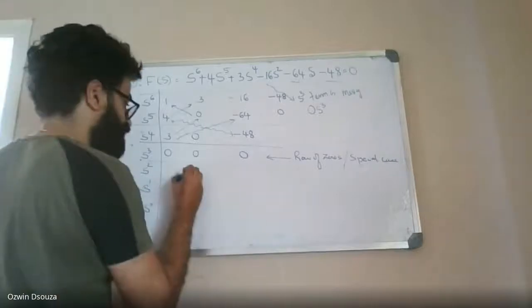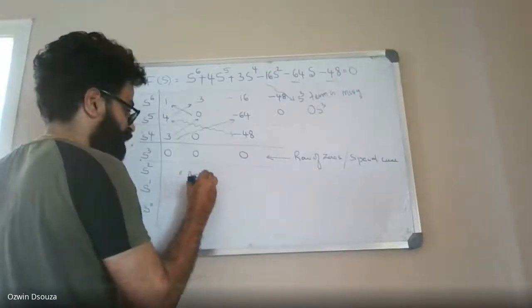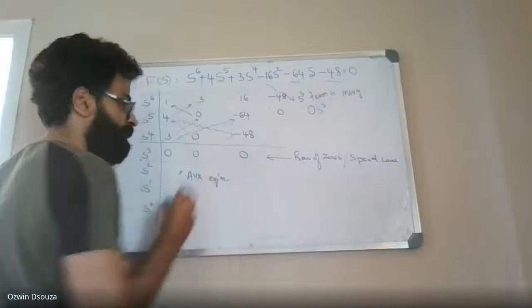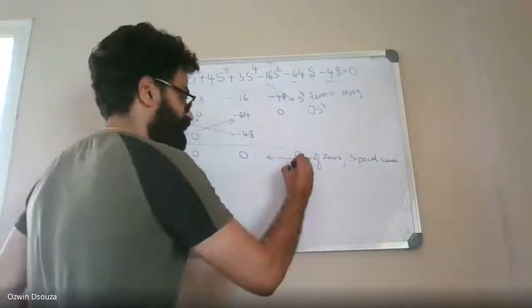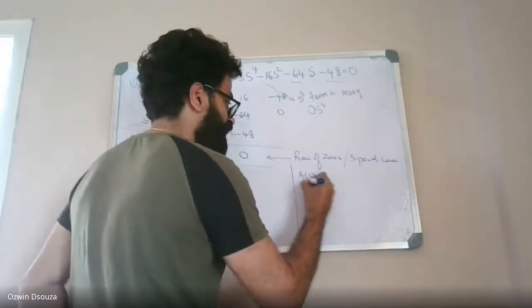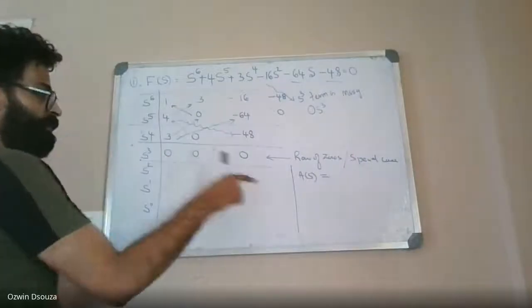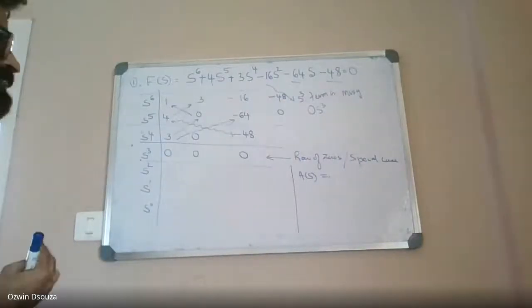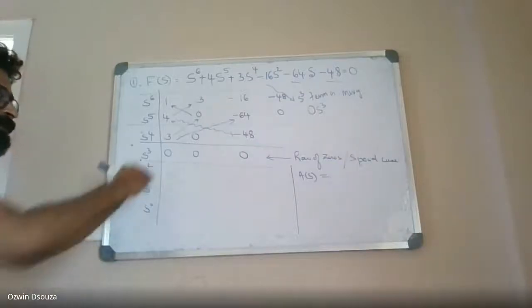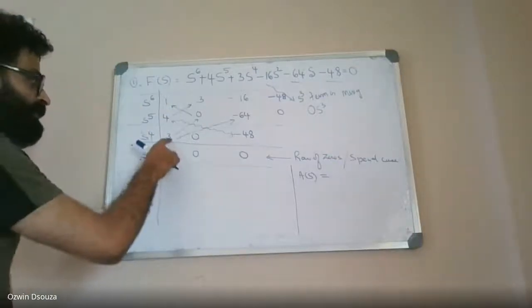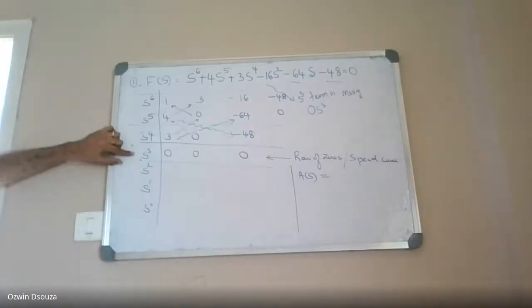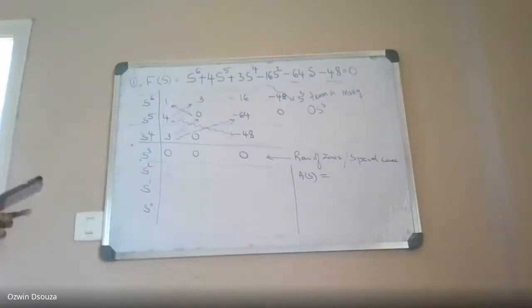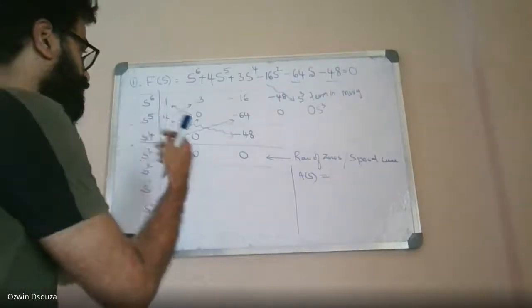So what you can do is, here you can write auxiliary equation. Okay, so what I will do, I will not write auxiliary equation here. I will write it here itself. So auxiliary equation A of S. So what is auxiliary equation? Auxiliary equation is an equation created from the coefficients of a row which is sitting above the row of 0. So what do we have here? S to the power 3 row is the row of 0, above which we have S to the power 4 row.